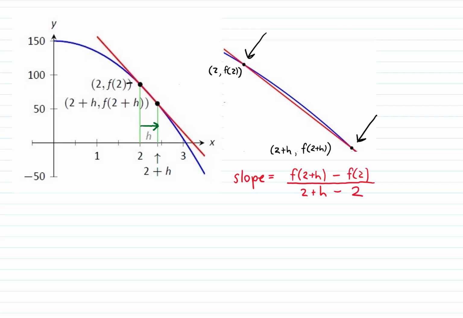Can I simplify that at all? Well, sure. In the denominator, the 2's cancel, right? So that slope is f of 2 plus h minus f of 2 divided by what? h. That's the slope of that red line.